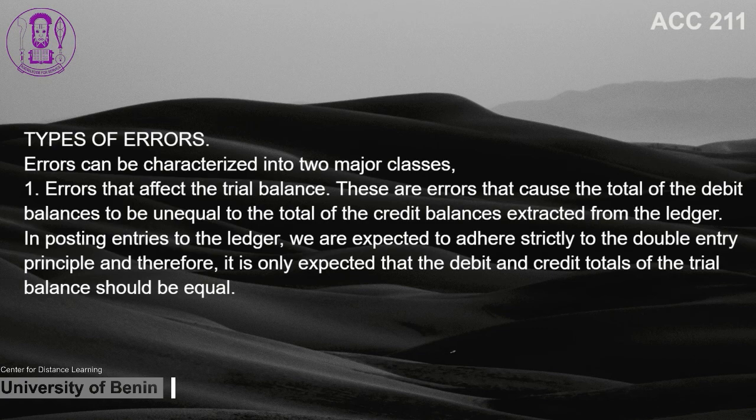Types of errors. Errors can be characterized into two major classes. 1. Errors that affect the trial balance. These are errors that cause the total of the debit balances to be unequal to the total of the credit balances extracted from the ledger. In posting entries to the ledger, we are expected to adhere strictly to the double entry principle, and therefore, it is only expected that the debit and credit totals of the trial balance should be equal.